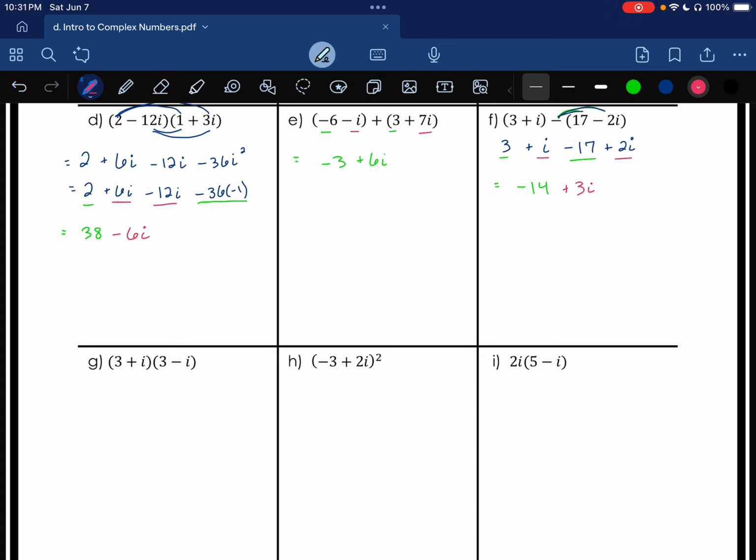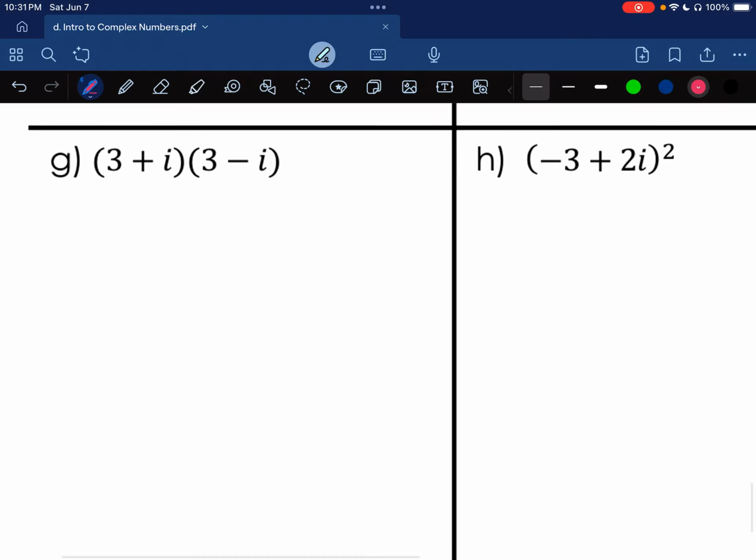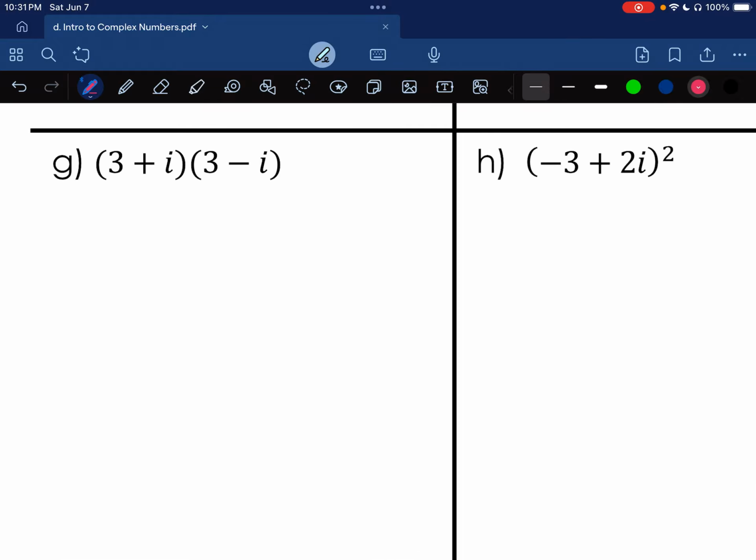All right, welcome back. So this one here, I love. These guys are conjugates. So what conjugates mean, you might remember from working with multiplying binomials, like a difference of squares. That's an example. It's 3 and i, right? But this one has a positive sign and this one has a negative sign. And so what's going on? What happens is our middle terms will cancel out.